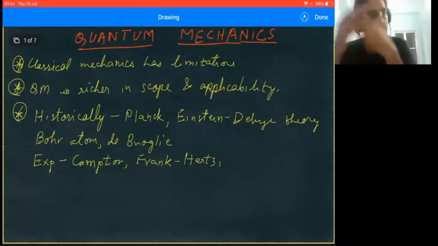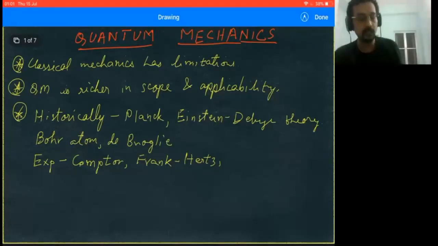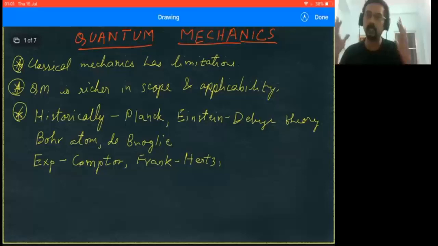And as the subject developed historically, mostly in the first three decades of the 20th century, the masters of this subject took various wrong turns. There were a lot of hiccups during the process of development, but ultimately, the masters of this subject eventually formulated and gave us a consistent mathematical description of quantum mechanics as we know it today.